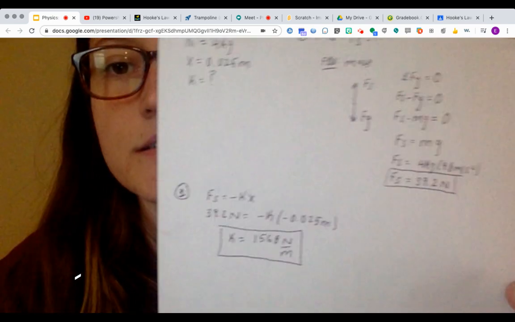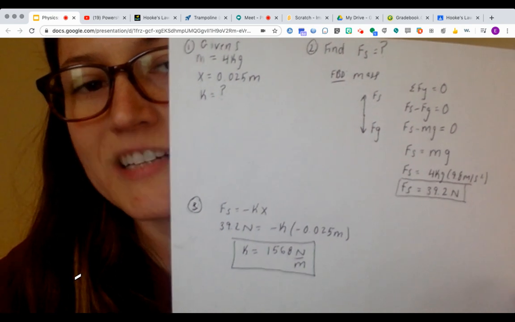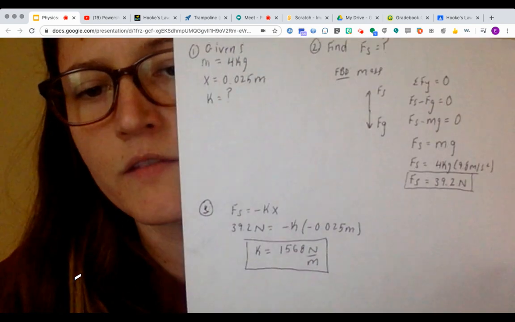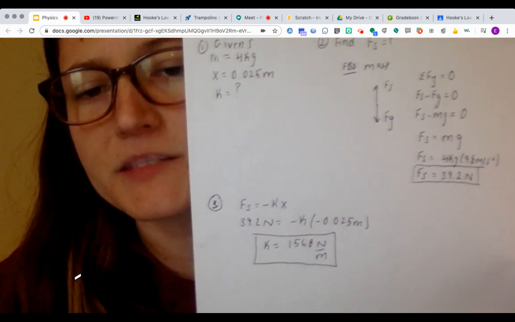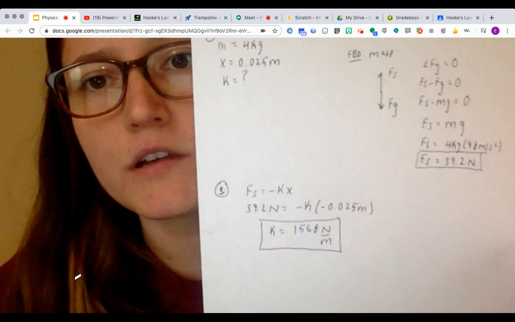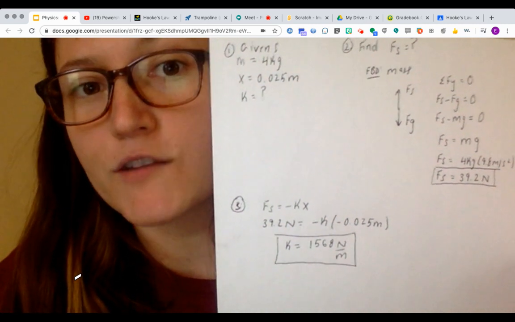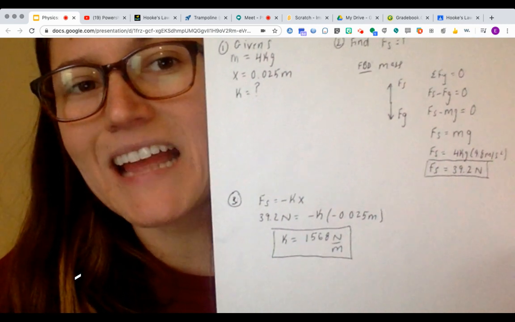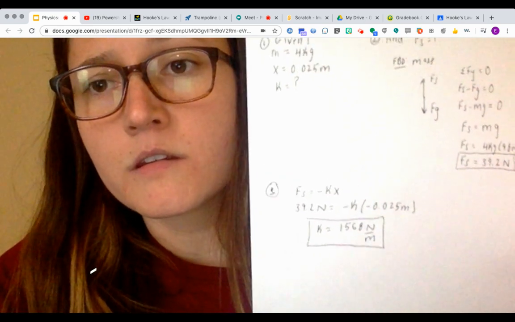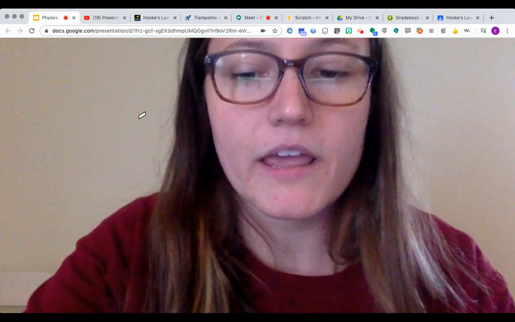And we plug in for restoring force and displacement, which is below the equilibrium, therefore negative. We divide both sides by that displacement to get spring constant, which will be 1,568 newtons per meter. Okay, so that is a review from last week, and that is part A. So now we're going to use part A to find out information about the elastic potential energy.